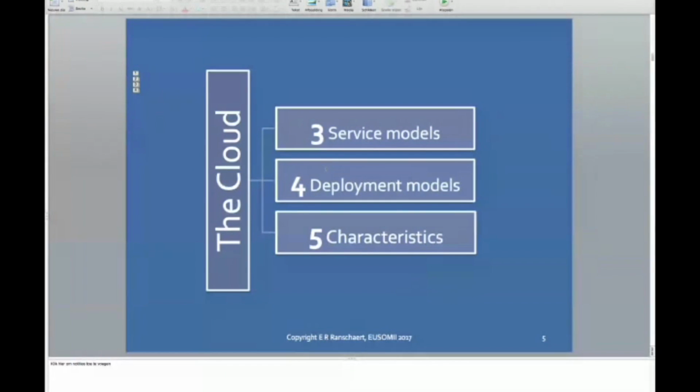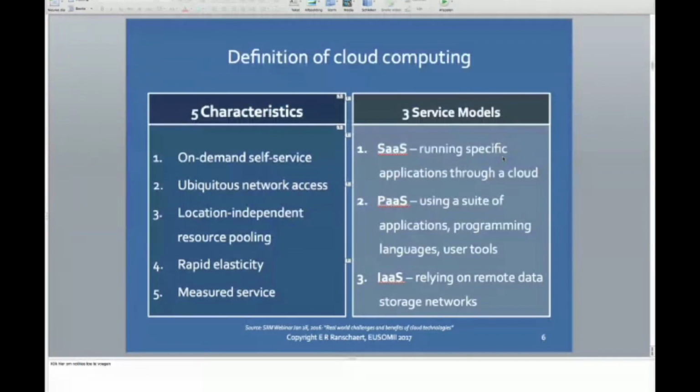That's number 3, 4, 5. What I want to explain with this is that there are 3 types of service models, 4 deployment models, and 5 characteristics describing the cloud. The 5 characteristics you can see in the left table. The first one is on-demand self-service, so you can use it as you want. The second one is ubiquitous network access, access from everywhere. The third characteristic is location-independent resource pooling. It doesn't matter where the resources are located.